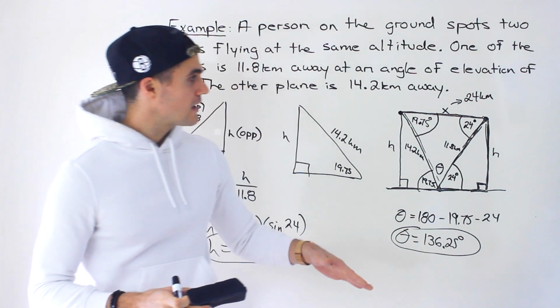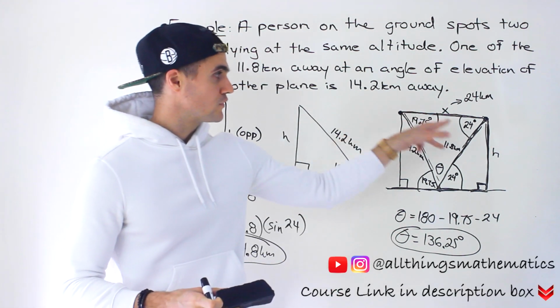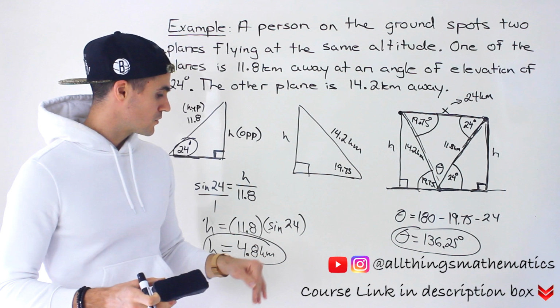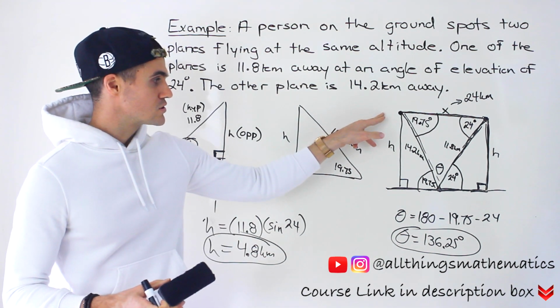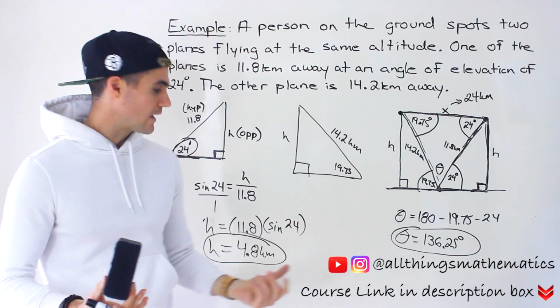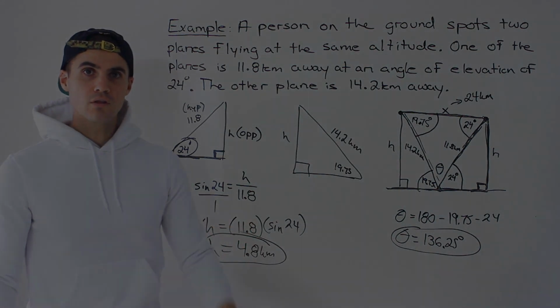Right, so for part A, I used the sine law to solve for the distance between the planes, and then for part B, I used just primary trig ratios for right angled triangles to solve for the altitude.